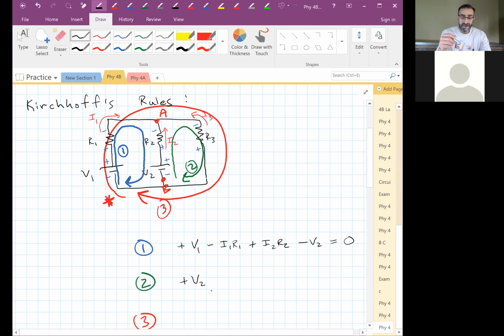Then we get to resistor R2. We're going in the high side, coming out the low voltage side. So we are dropping by the voltage on that resistor. What's the voltage on a resistor? IR, that's a negative sign.